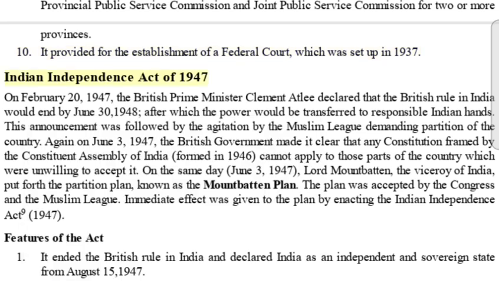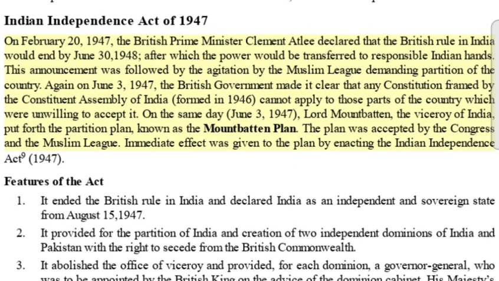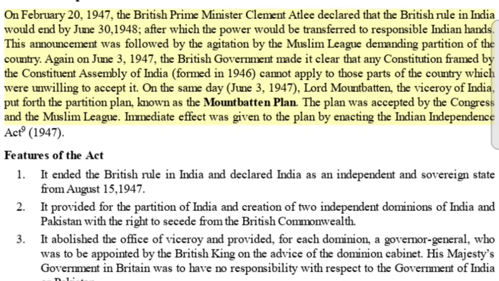Indian Independence Act of 1947. On February 20, 1947, the British Prime Minister Clement Attlee declared that the British rule in India would end by June 30, 1948, after which the power would be transferred to responsible Indian hands. This announcement was followed by the agitation by the Muslim League demanding partition of the country. Again on June 3, 1947, the British government made it clear that any constitution framed by the Constituent Assembly of India, formed in 1946, cannot apply to those parts of the country which were unwilling to accept it.